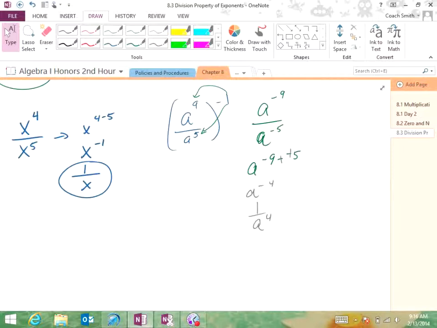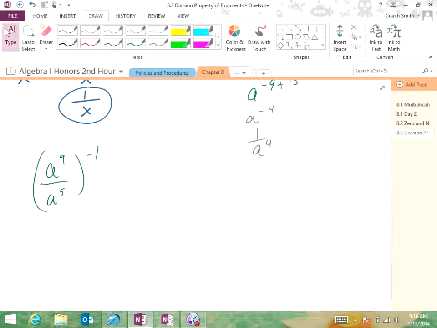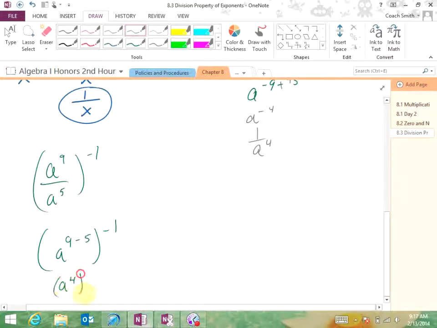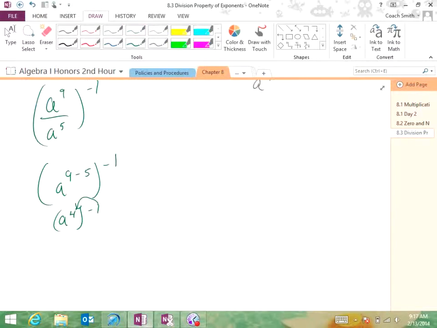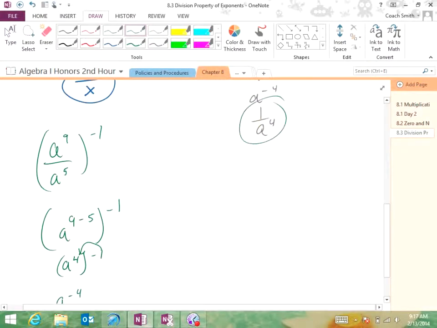The other way that you can do it, you can go ahead and do this, which is a to the 4th raised to the -1st, then distribute, and that would be a to the -4th, which is 1 over a to the 4th. Either one of those ways is acceptable.